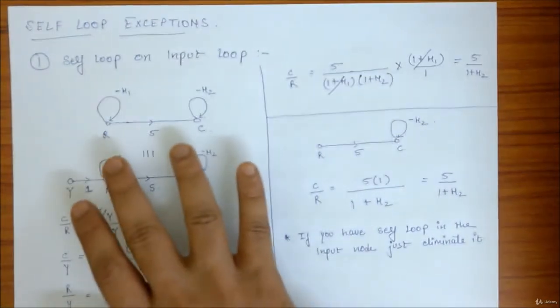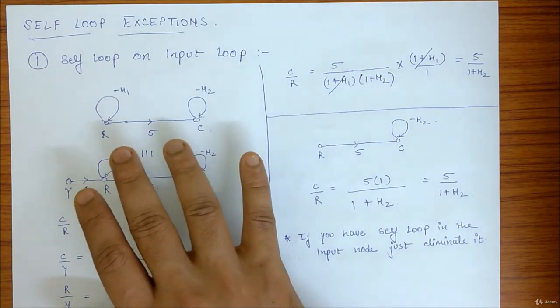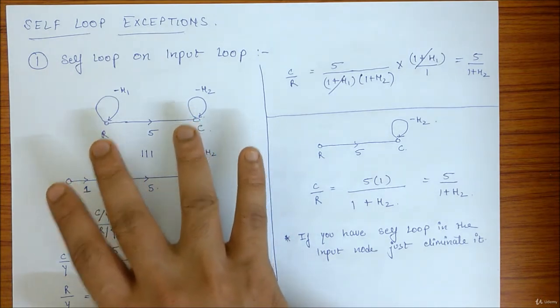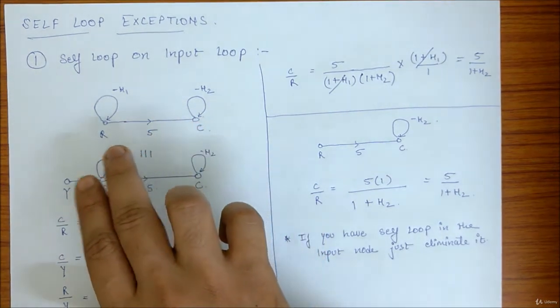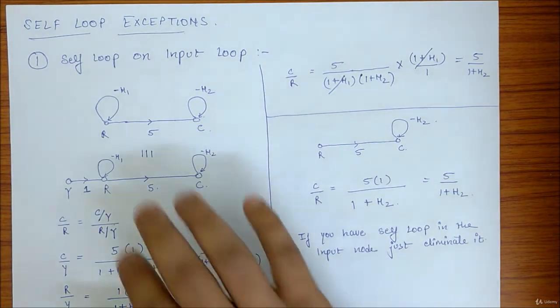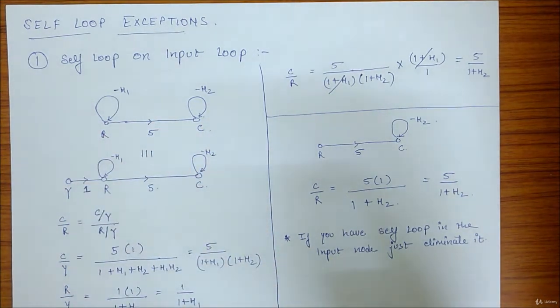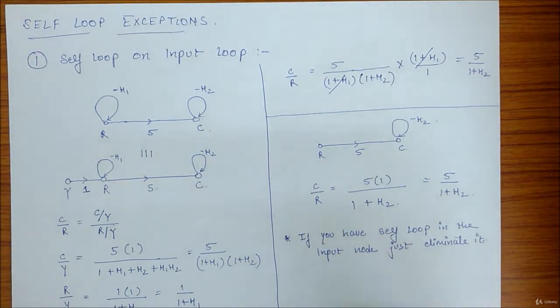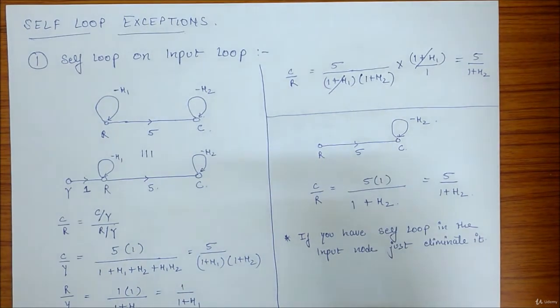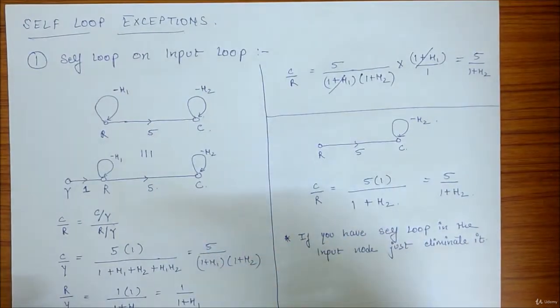You may think the path gain is 5, delta k will be 1, delta 1 will be 1, and delta will be 1 plus h1 plus h2 plus h1 h2. So that will be wrong. This is some kind of limitation of Mason's gain. Whenever you have a self loop on the input node, you have to eliminate that self loop, or you can do the following process.